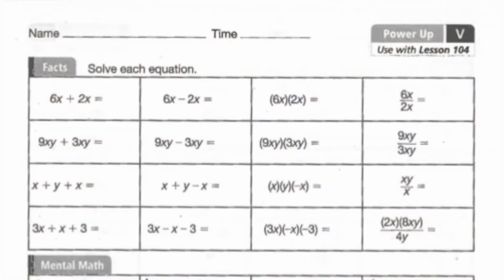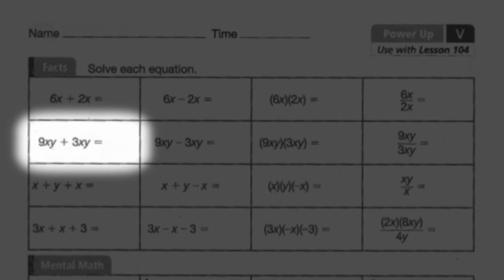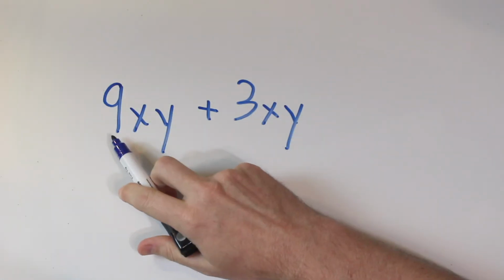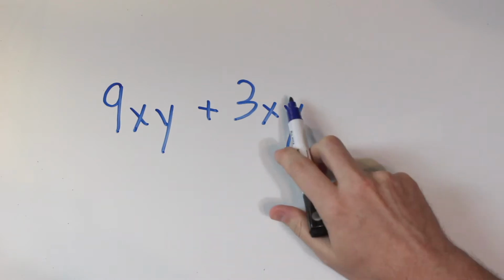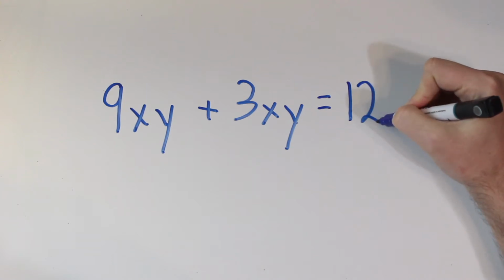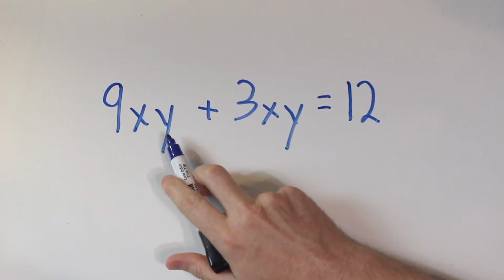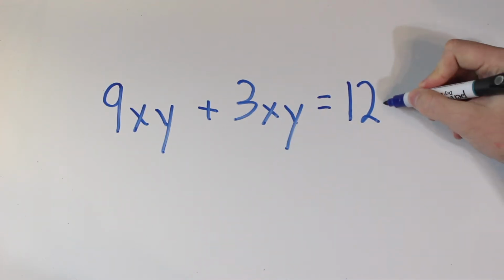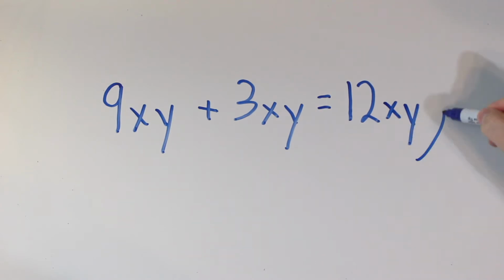Our next problems will be similar to these first 4, but they will now have more variables. This won't change how we solve them. Up first, we have 9xy plus 3xy. Remember that adding 9 something plus 3 of that same something just gives us 12 something. So 9xy plus 3xy will give us 12xy. Pretty easy, right?